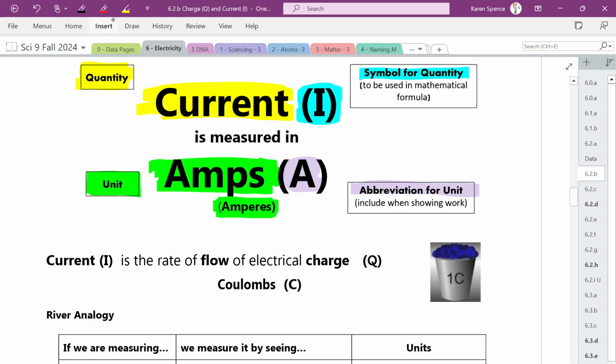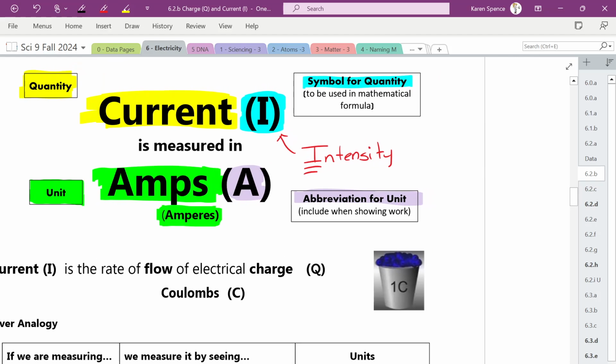And the reason that it is I, it stands for the intensity. That's where the letter I comes from. It's the intensity of the current. That might help you to remember it. But do you have to remember it? No. Why? Because it's on the purple sheet.